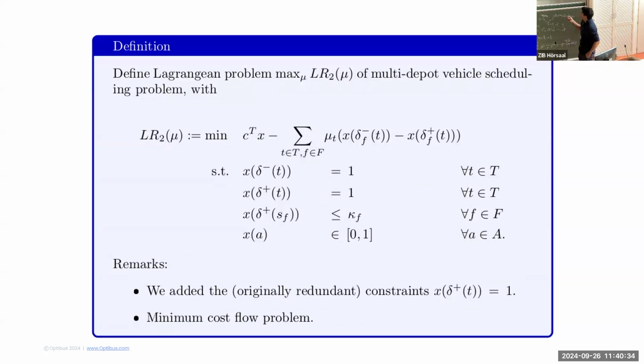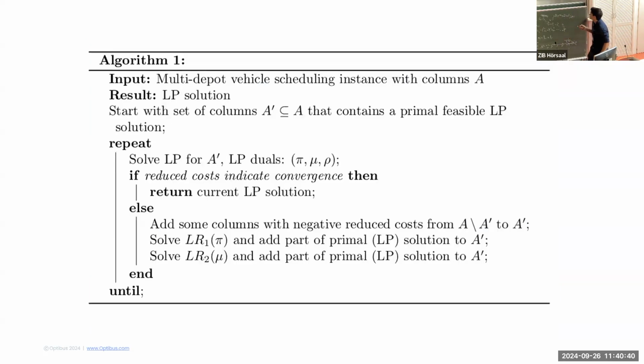Okay, and then what we do now with these two problems, which capture our network structure, we again do the simple sifting approach that I showed before. So we have a multi-depot vehicle scheduling problem with the column set A. We want to have an LP solution. So again, we start with a set of columns that contains a primal feasible solution, our start basis, so to say. And we want to extend it, and from there get to an optimal LP solution. So what do we do here? We solve the LP for A prime, as we said before. We have the duals here. If you're lucky enough and we have converged, we can already stop.